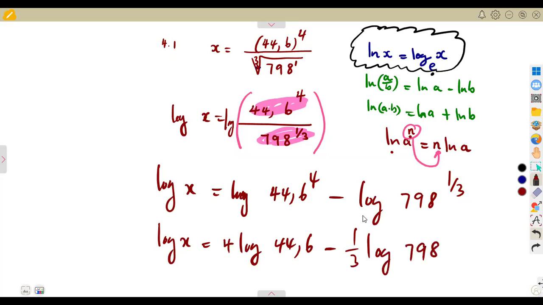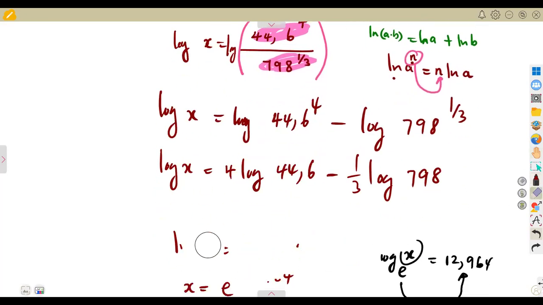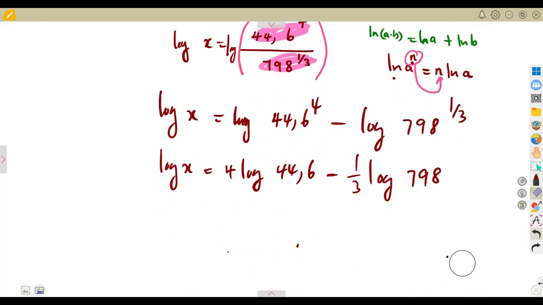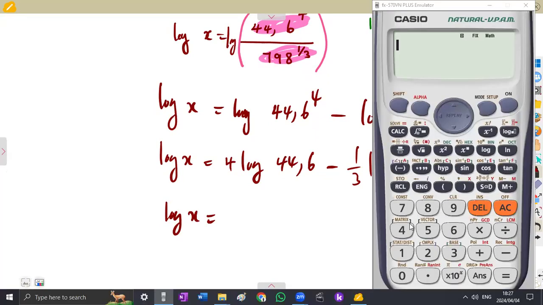You drop the exponent. Then you simplify just like the previous case that we had, each and every part on the logarithm. So the logarithm of x is going to be, okay, let us just do this so that you see it on your calculator. For the logarithm of 44,6, this is going to be 6,657.